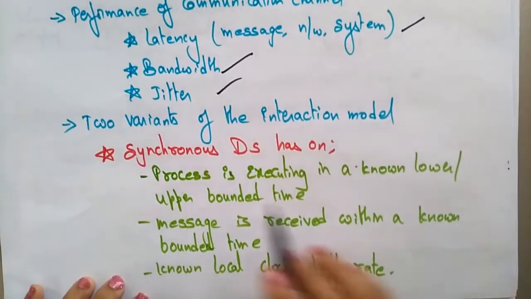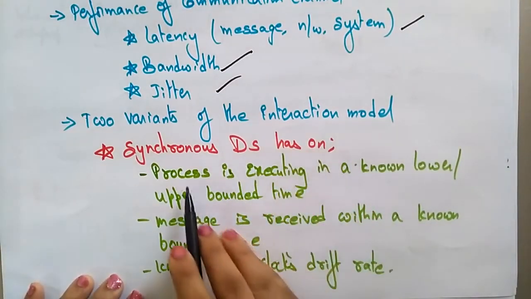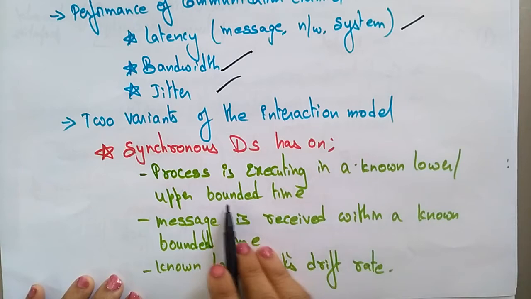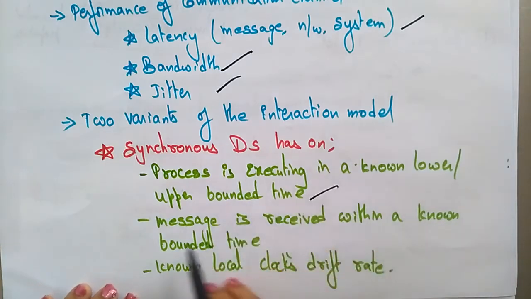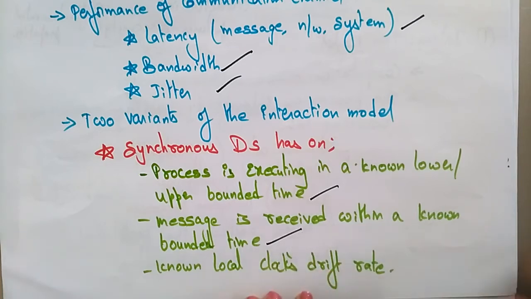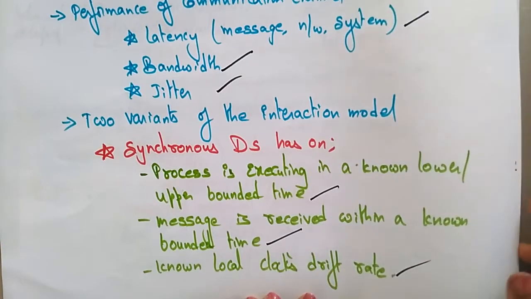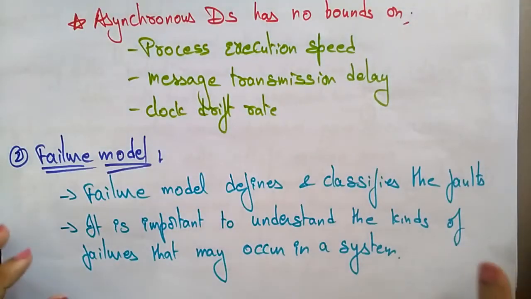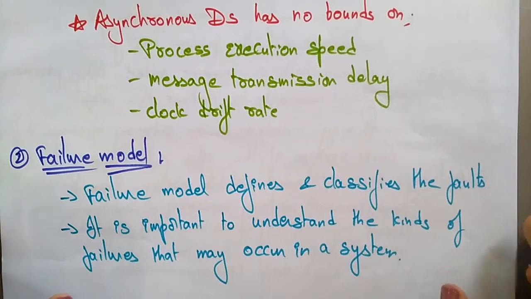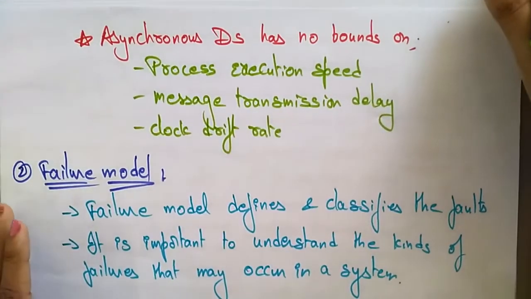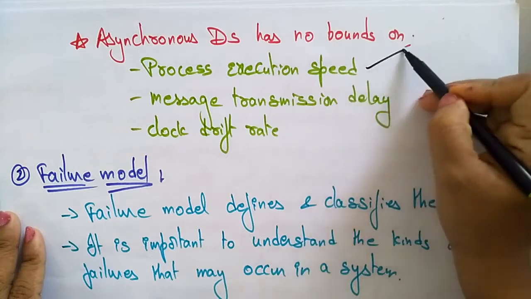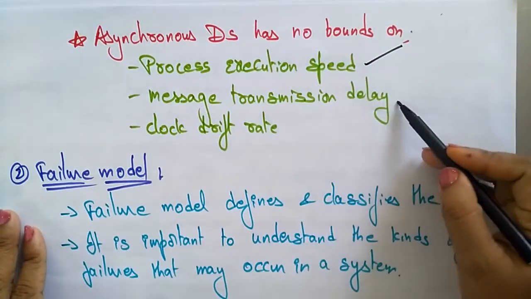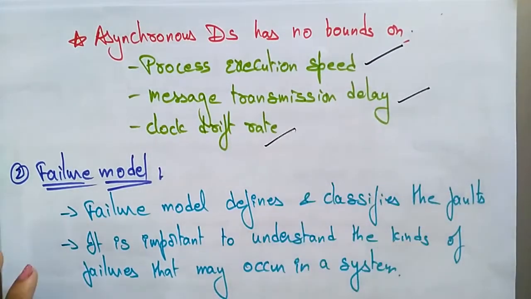If you take the synchronous distributed system, the process executes in a known lower and upper bounded time, that is one point. The message is received within a known bounded time, and known local clock drift rates are present in synchronous distributed systems. Then what about the asynchronous distributed system? It has no bounds on process execution speed, message transmission delay, and clock drift rate. So this is about the interaction model.